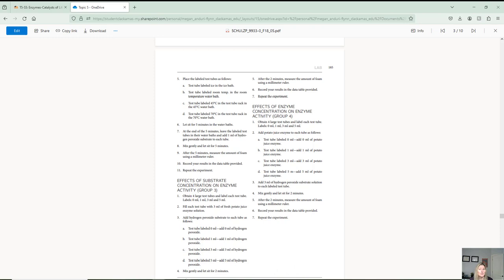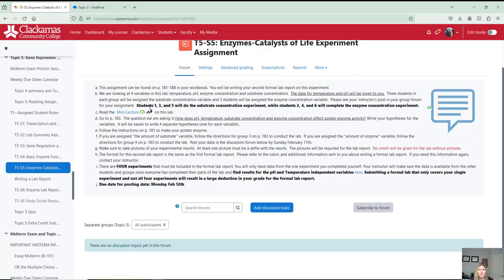So you will only perform one of these 2 experiments. To figure out which one you're performing, if you were assigned student 1, 3, or 5, you will be doing the substrate concentration experiment. If you were assigned the even number 2, 4, 6, then you will be doing the enzyme concentration experiment.